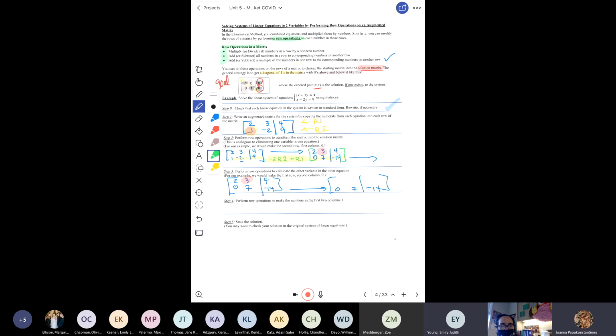Minus row 1. What do you mean minus row 1? I need to get a 0 here. So what would my row operation be?